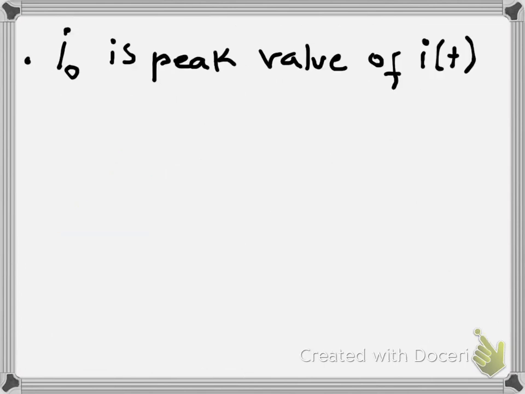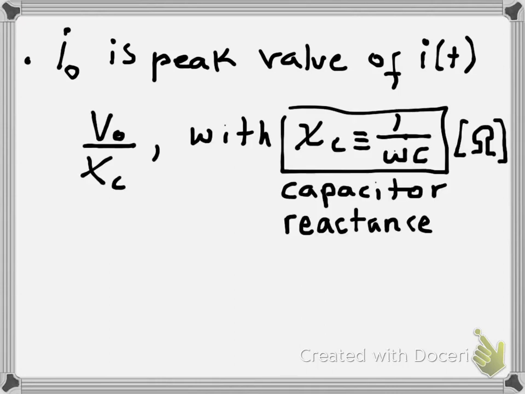So again, I naught is the peak value of the current through the capacitor. From the equation that we saw before, we are defining this quantity that looks like a resistance. We're going to give it the letter X, X sub C, and we're going to call it the capacitor reactance. X sub C, the capacitor reactance, is defined as 1 over omega C. So the peak value of the current in the capacitor is equal to the peak value of the voltage divided by the capacitor reactance. The units for reactance are ohms.